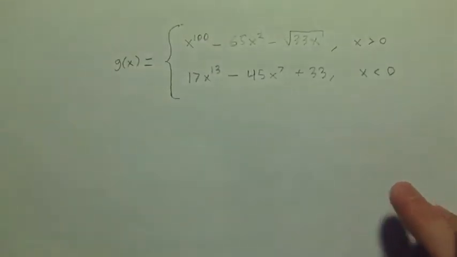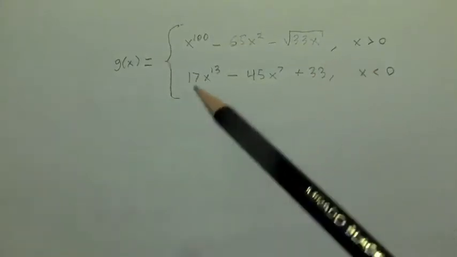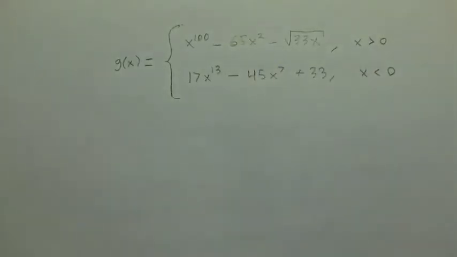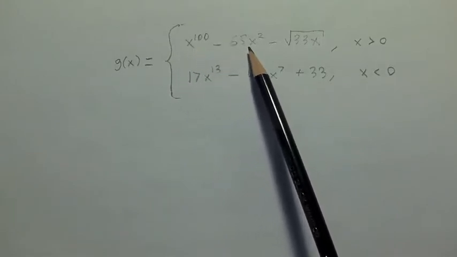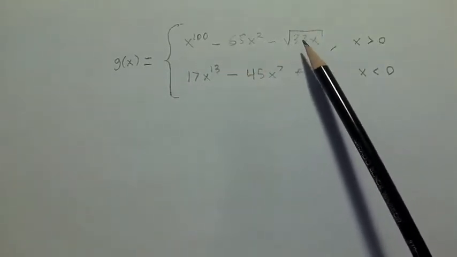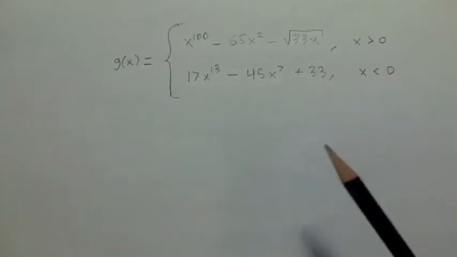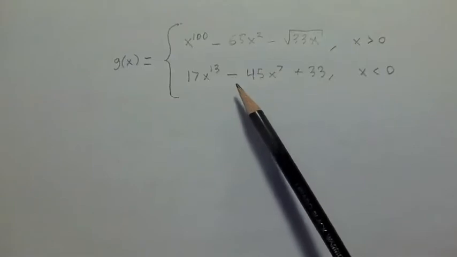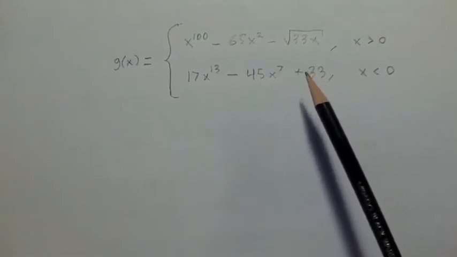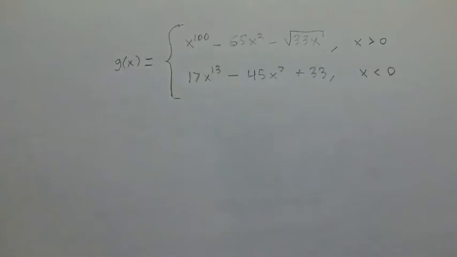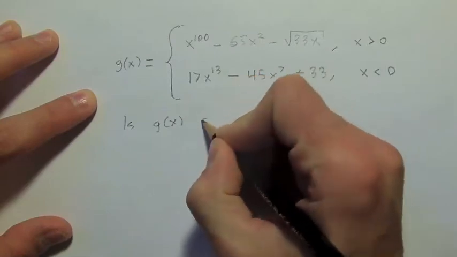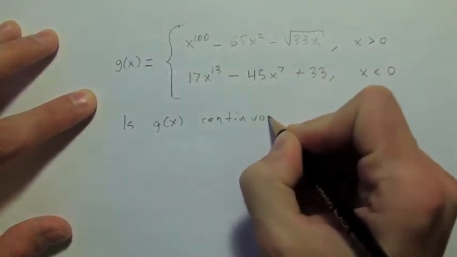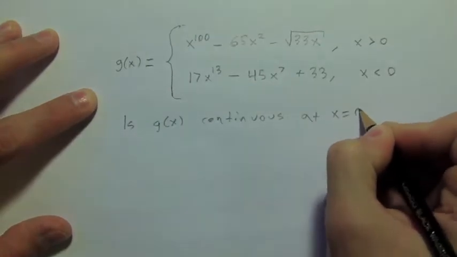Okay, so here's our next example. Let's take a look at the continuity of this particular function. Now, this one looks really bad to start with, but we're going to pretty much be able to finish it pretty quickly. We have that g of x is equal to x to the 100th minus 65x squared minus the square root of 33x for when x is greater than 0. And 17x to the 13th minus 45x to the 7th plus 33 when x is strictly less than 0. So the question is, is g of x continuous at x equals 0?